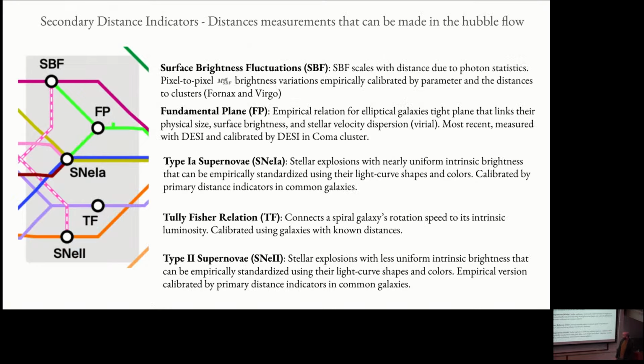And then in the third rung, out into the Hubble flow, we have surface brightness fluctuations, fundamental plane, type Ia supernovae, Tully-Fisher, and type II supernovae, which are calibrated and standardized very similarly to type Ia supernovae, but just not quite as accurate, but their own alternative. And we're always hoping to find viable alternatives to the supernovae, because the supernovae are really the strongest thing we have at high redshift.